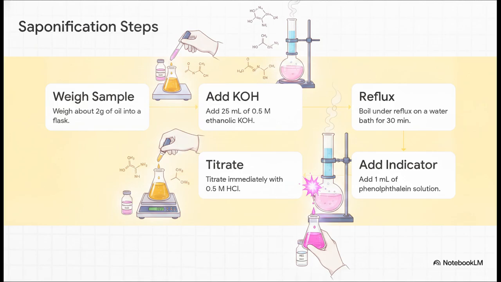30 to 60 minutes. That reflux condenser is absolutely crucial here, guys. It cools the alcohol vapors and drips them right back down into the flask, which stops our solvent from escaping while keeping the temperature high enough for complete saponification. Once the solution is crystal clear with 0 oily droplets, we let it cool down, pop in our phenolphthalein indicator, which turns the whole thing a brilliant deep pink. And finally, we titrate it with our standard HCl until that pink color totally disappears.